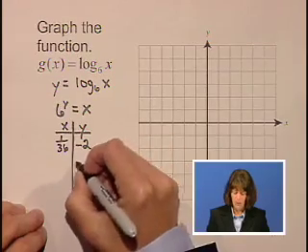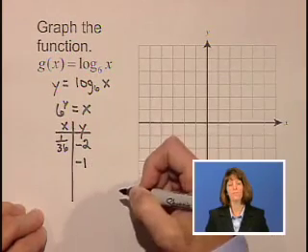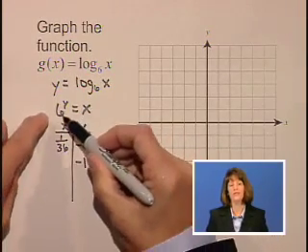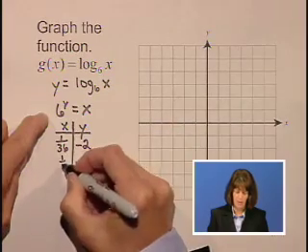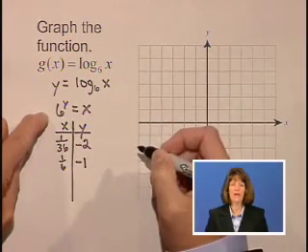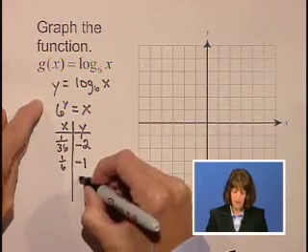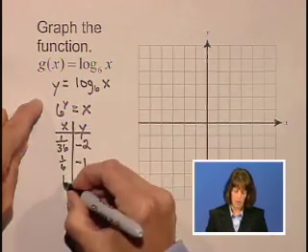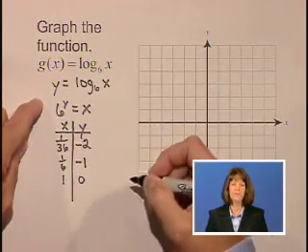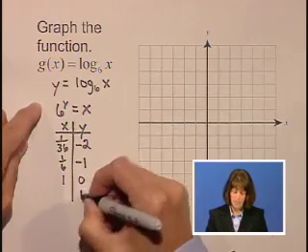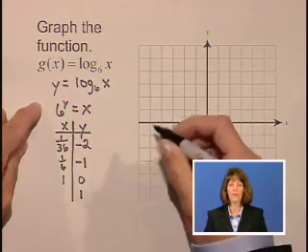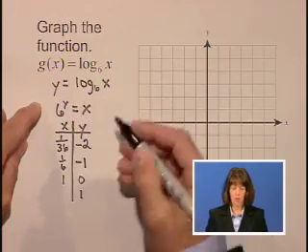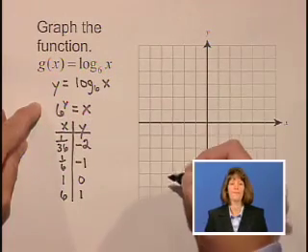If y is equal to -1, then x is equal to 6 to the -1, or 1/6. If y is equal to 0, x is 6 to the 0, or 1, and let's use one more point here. What if y is equal to +1? Then x is 6 to the 1, or 6.